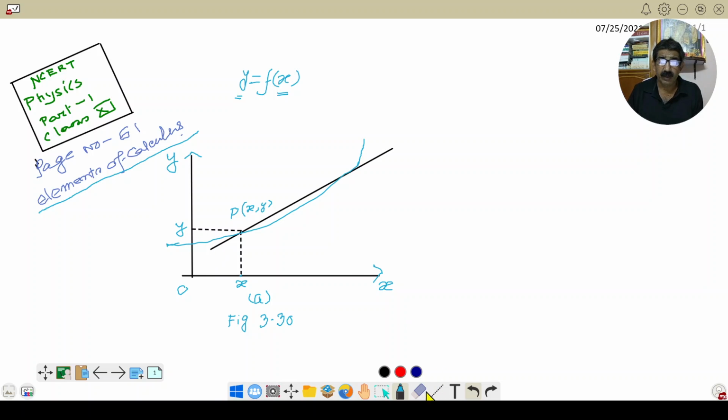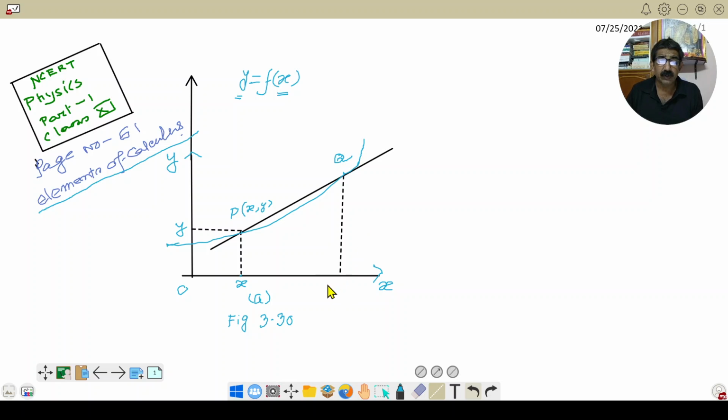Similarly, we have the y-axis like this. In the y-axis, there is another point, that is y plus dy. This point is Q. And the value of x corresponding to point Q, according to your book, is equal to x plus delta x.